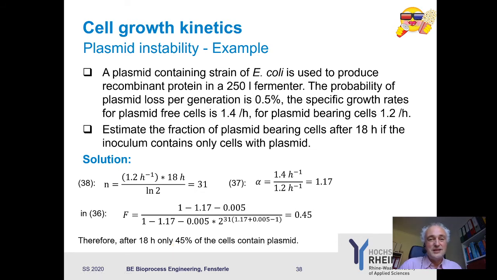So plasmid stability is an issue, and this is marked with a little man because you don't need to know the calculation path here. It's simply using this bulky formula and putting the values in. However, this needs to be crystal clear to you: the probability of plasmid loss is an issue.